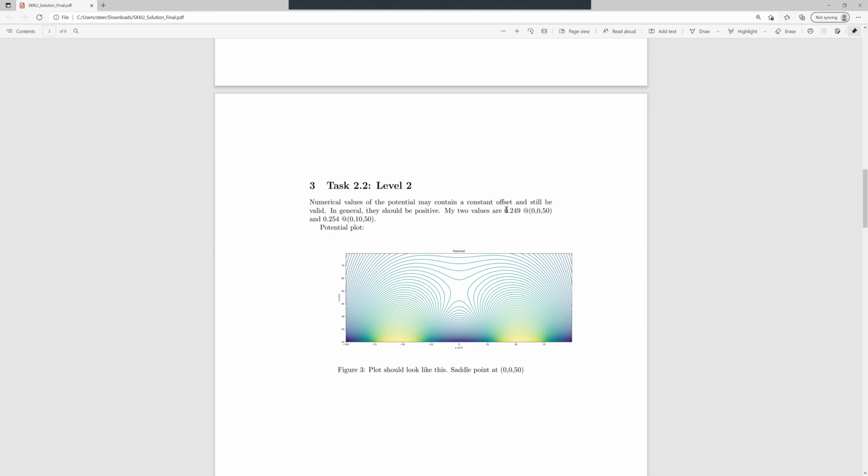And now technically the potential values do not have to necessarily agree with the two values that I provided. And that's because any constant offset of the potential will still be valid. However, the simplest form of it would correspond to these two values.